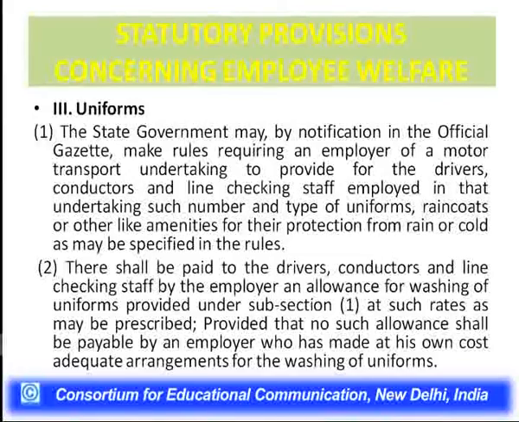Then of course we talk about the uniforms. The state government may by notification in the official gazette make rules requiring an employer of a motor transport undertaking to provide for the drivers, conductors and line checking staff employed in that undertaking such number and types of uniforms, raincoats and other amenities for protection from rain or cold. Then an allowance for washing of the uniforms provided under subsection 1 should be paid to the drivers, conductors and line checking staff by the employer at such rates as may be prescribed.